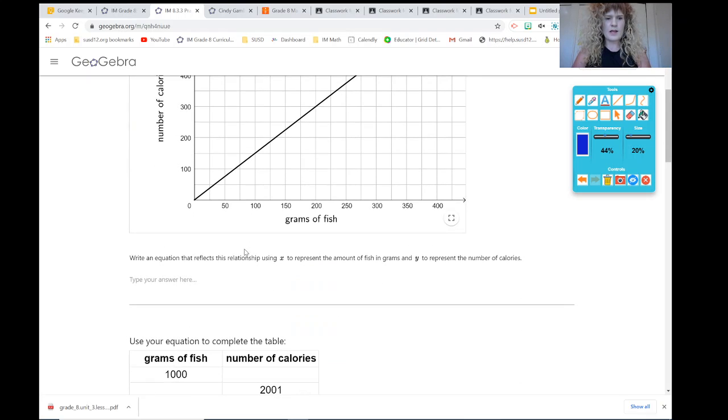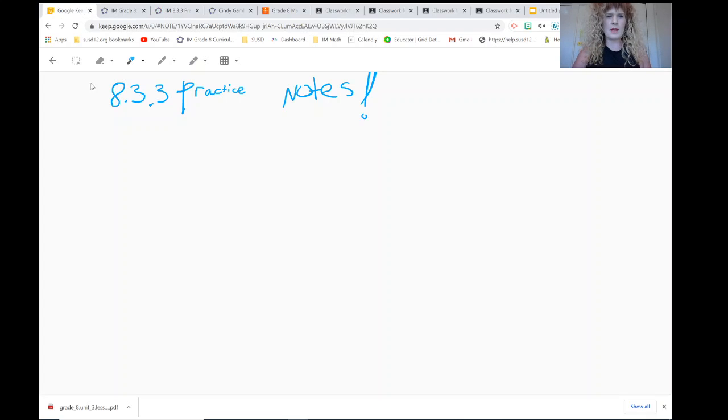It says, write an equation that reflects this relationship using X to represent the amount of fish in grams and Y to represent the number of calories. Okay, I want you to get your piece of paper, get your note page. And this is problem 1. Write that on your paper because I'm checking your work.